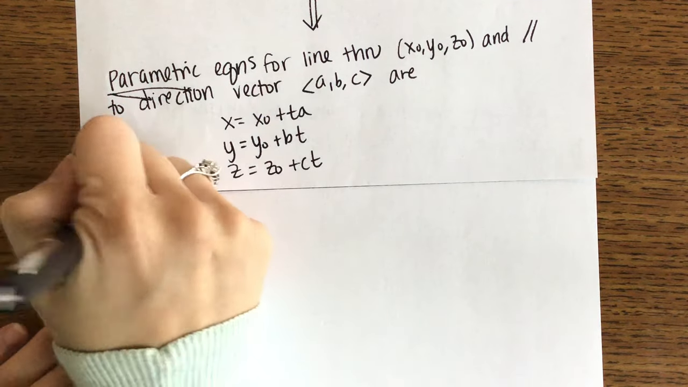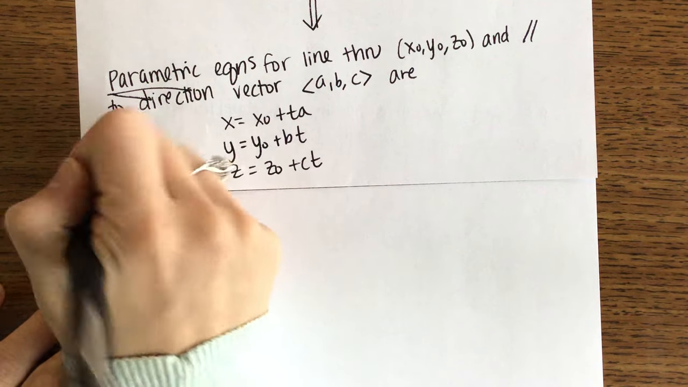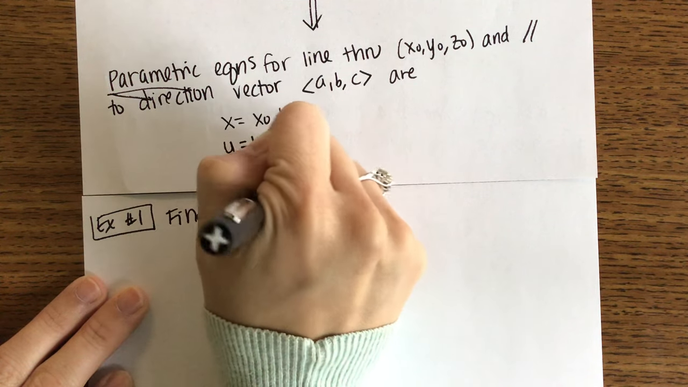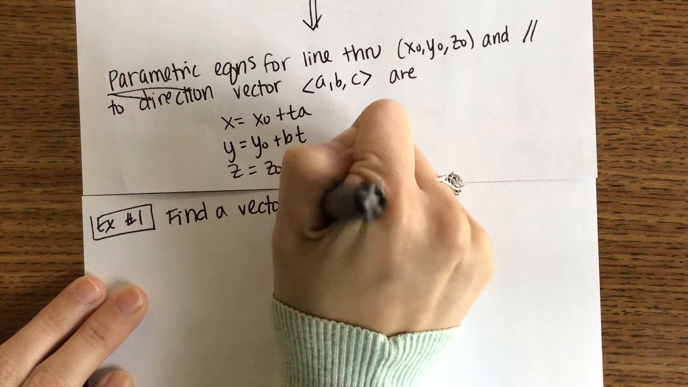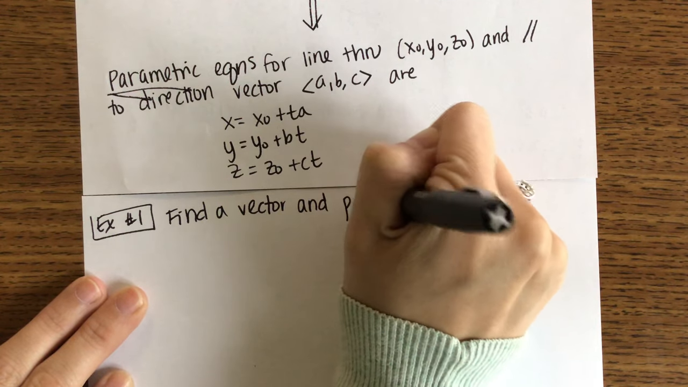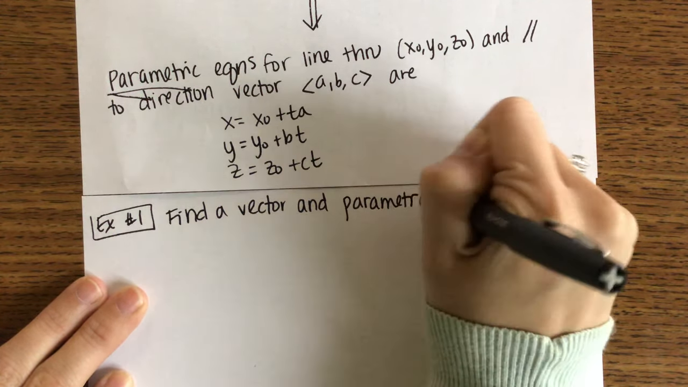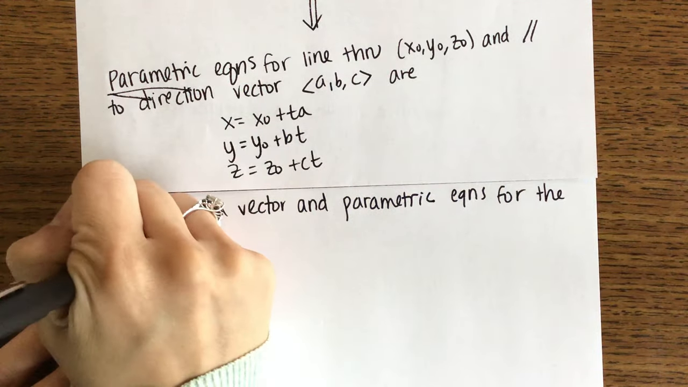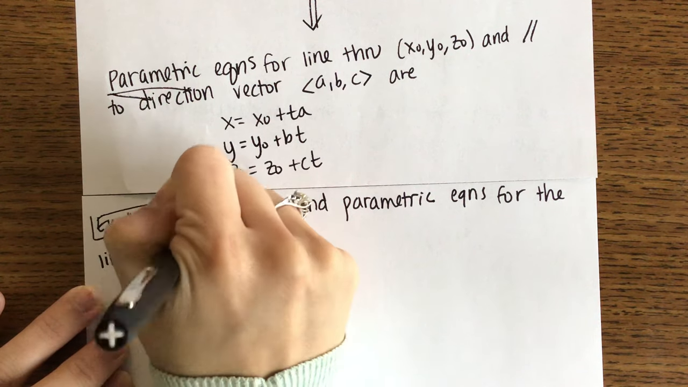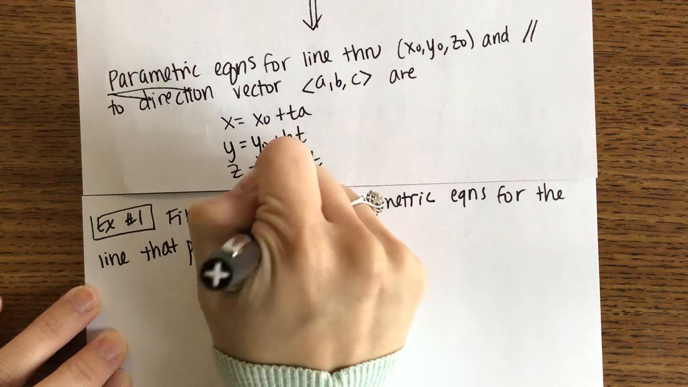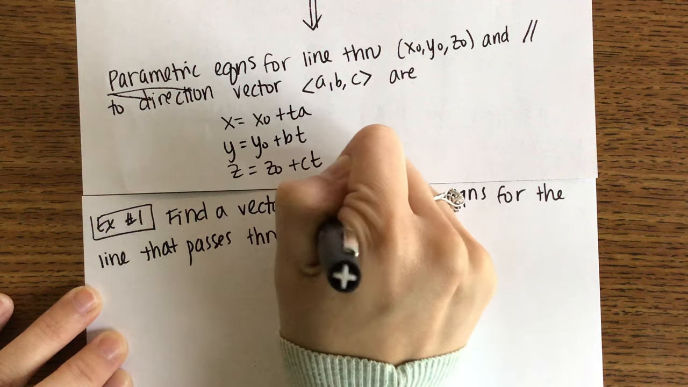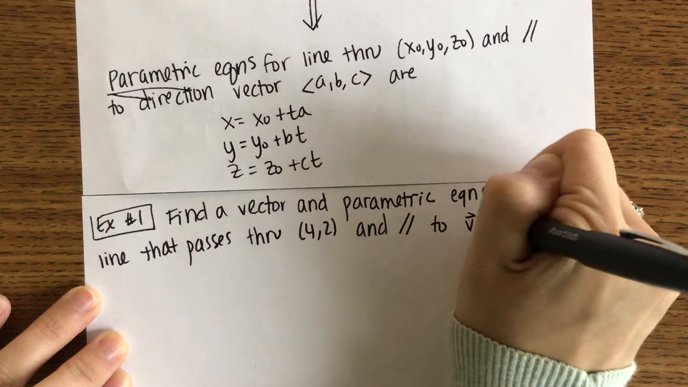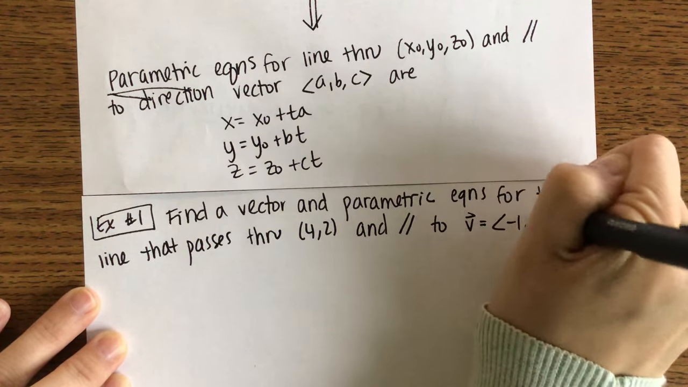Okay. So example one. Find a vector and parametric equations for the line that passes through the point 4, 2 and is parallel to the vector v, which is negative 1, 5.